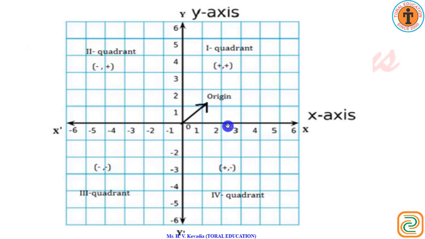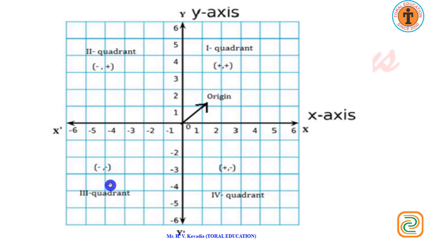Look at this. If we take this point 2 and this point 3, then 2 and 3 both are positive. So in this quadrant the points will be plus and plus. First we take the x coordinate and then the y coordinate. Always first the x coordinate and second the y coordinate. Both coordinates are positive. In the second quadrant, look at this. On the x-axis this is negative, and on the y-axis this is positive. So it is negative, positive.